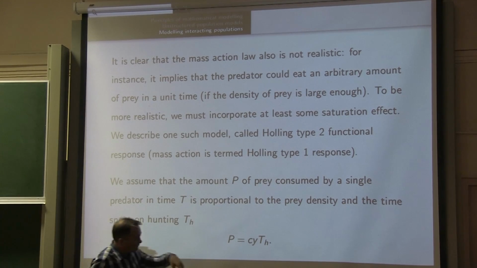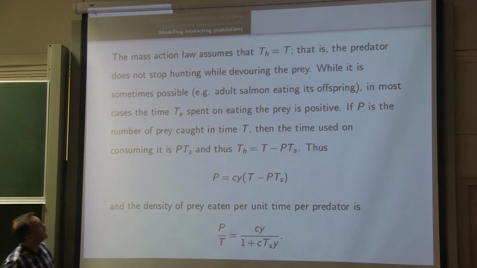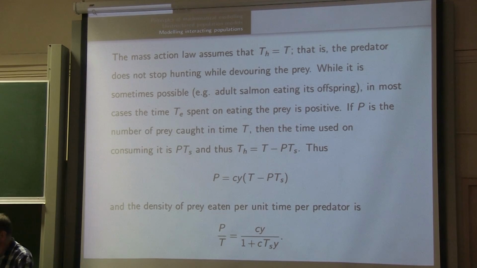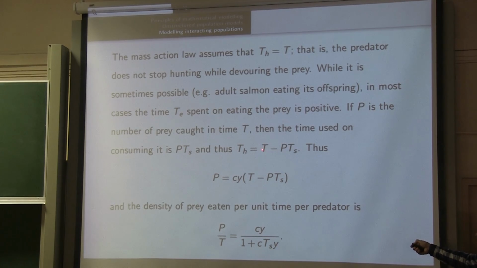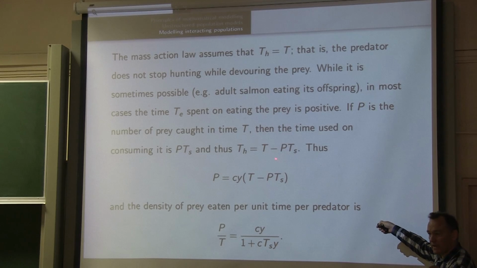Okay, so now, what is TH? Holling assumes that there are no other distractions for a predator. So either it's hunting or eating. Well, the mass action law assumes that hunting time is the total available time, the observation time T. But if there is finite time used on eating the prey, then TH will be the total time minus the time during which I eat a single prey times the number of prey I caught.